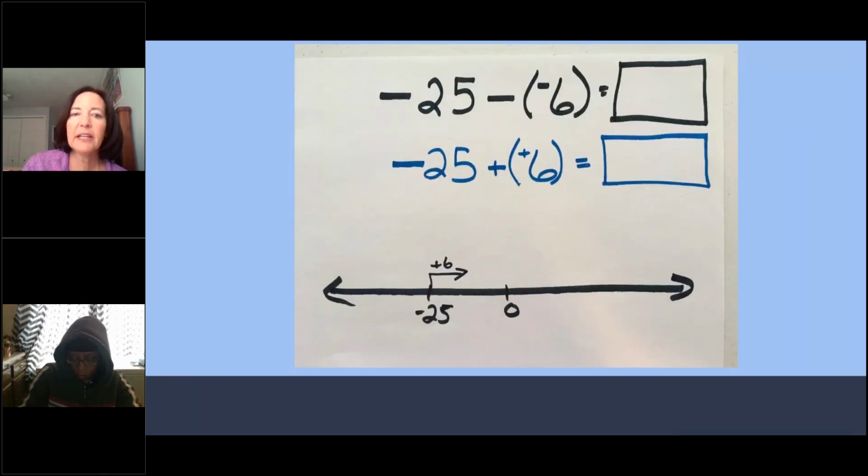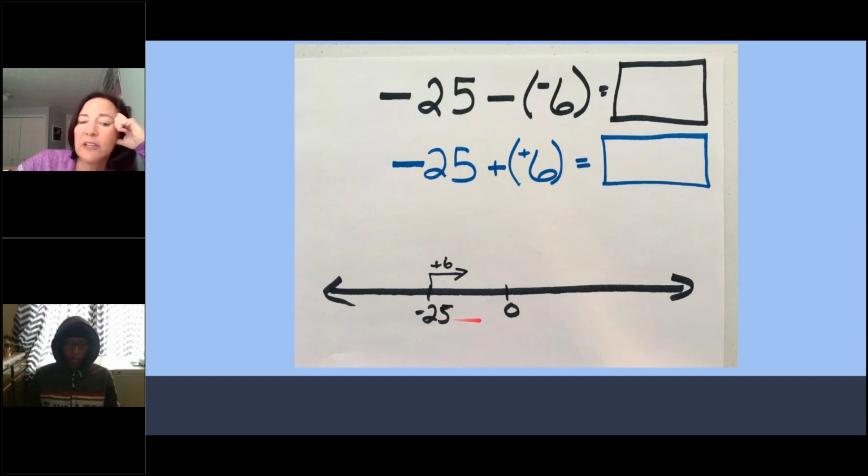So it's a little complicated. Here's my example. This was -25 minus a -6. So on my simple number line, this is what I would write on my paper. I always put my starting point, -25. I always like to have 0, so I kind of orient myself. If I'm doing the opposite of going -6, I'm actually going forward 6. I'm actually going to the right 6. And so I would end up right here, which would be about -19.